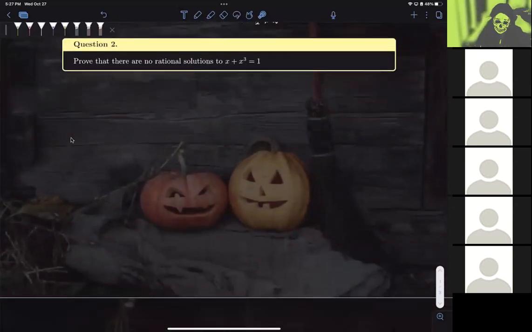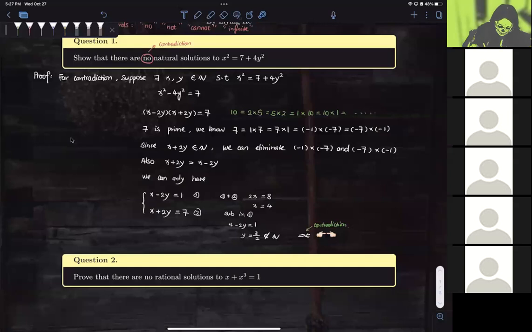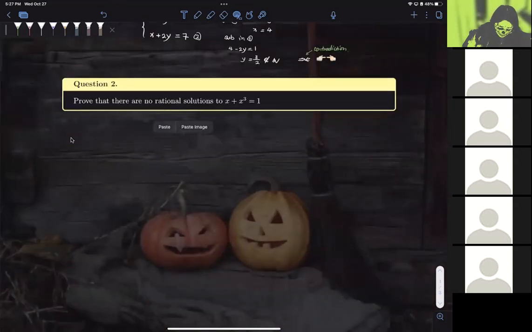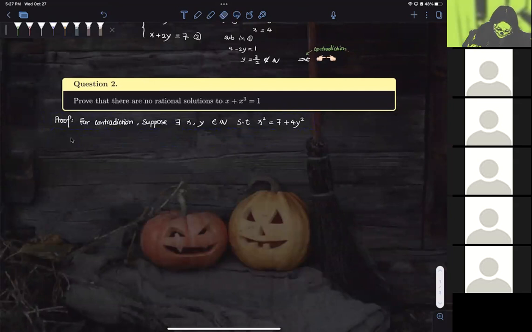Question 2. Let's do this. Quickly do this. Okay. For contradiction, suppose. Copy. If you are in my tutorial, this should be really easy for you already, because the questions are much easier than the questions I did. So hopefully you can ace the question.